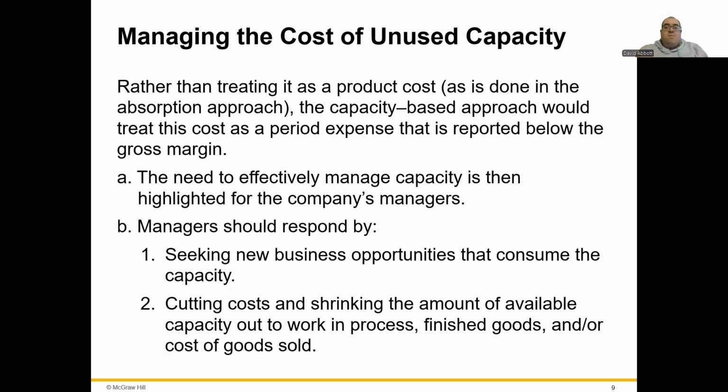And so with this, now that we have a number, what they can do is seek new business opportunities to consume that capacity. So maybe they take on another client that would then fulfill that, and they could be able to produce that. Or they could find ways to cut costs, or shrink the amount of available capacity, out to work in progress, finished goods, and or cost of goods sold. So they can work with that.